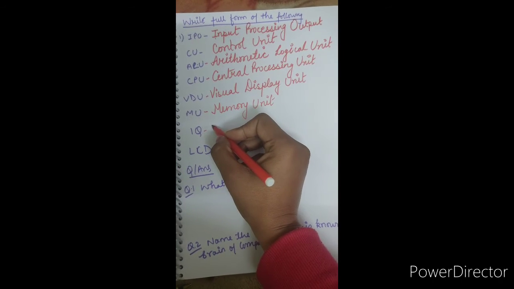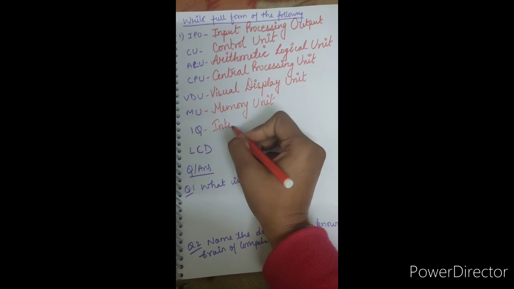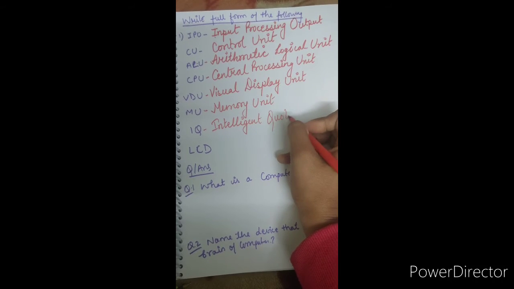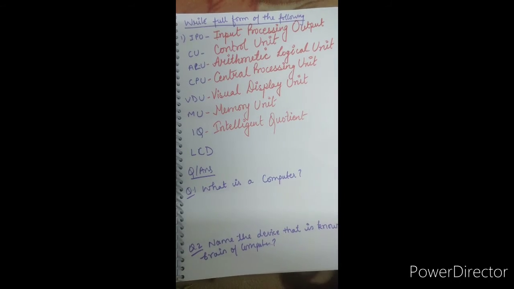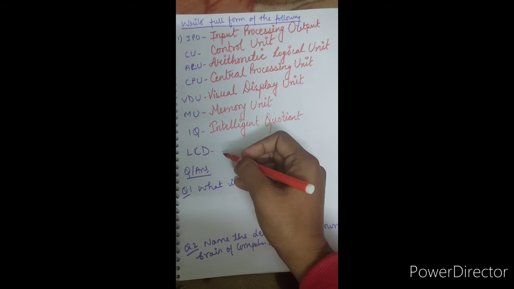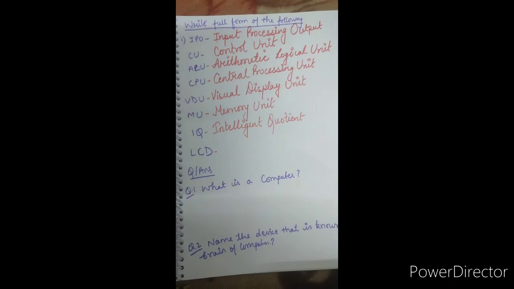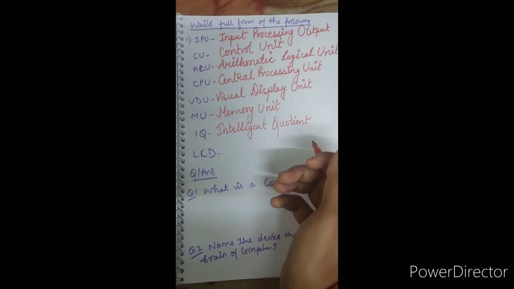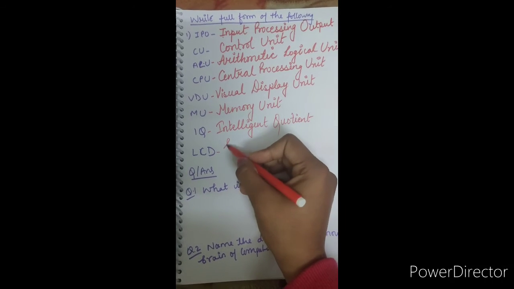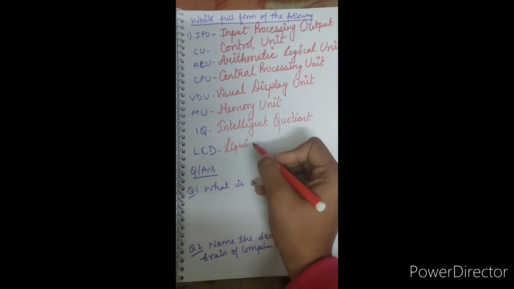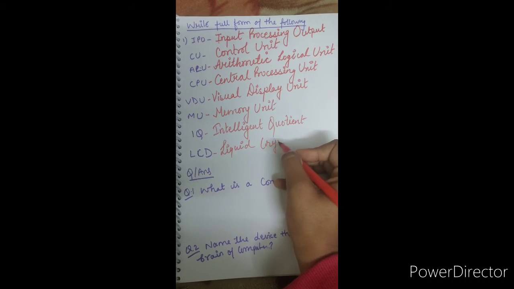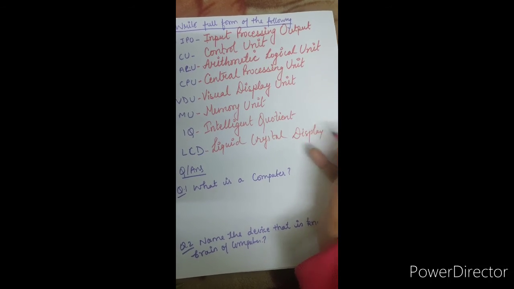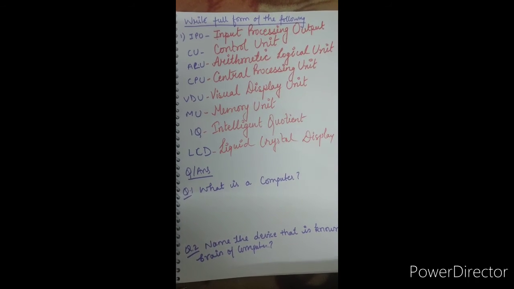IQ. I stands for intelligent, Q stands for quotient. Next is LCD. LCD, liquid crystal display. L stands for liquid, C stands for crystal, D stands for display.